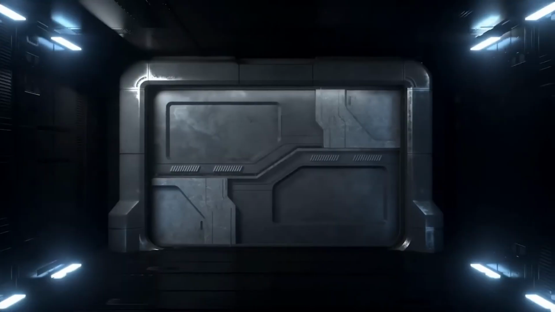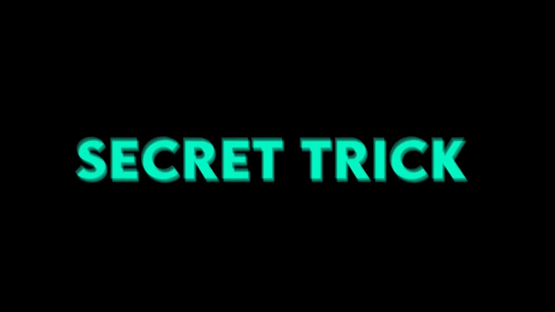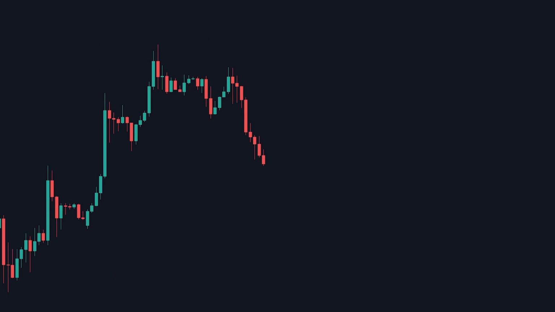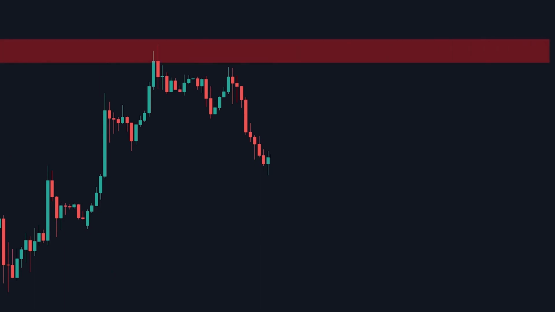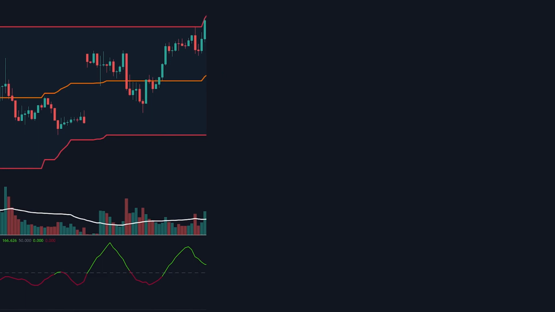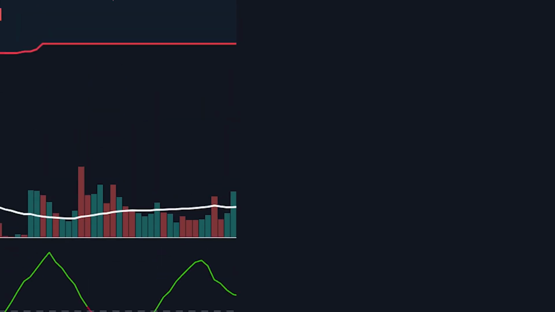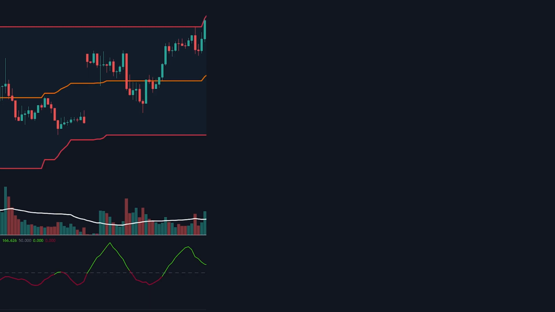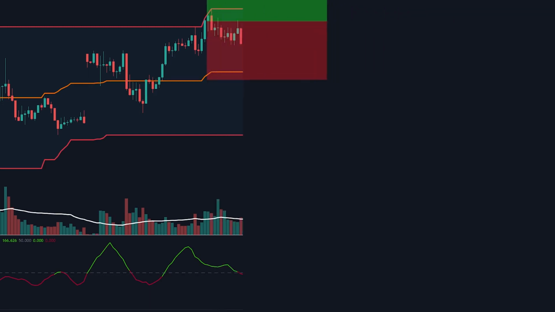Now it's time to go over the secret trick. Another small problem I found with the strategy is when it's near a major support or resistance. For example, here all of the requirements were met. Price touched the upper band, the LWTI indicator is green, and the volume is above the line and also green. So we entered our trade like normal and set our take profit and stop loss. But if you look here, it was actually a losing trade.